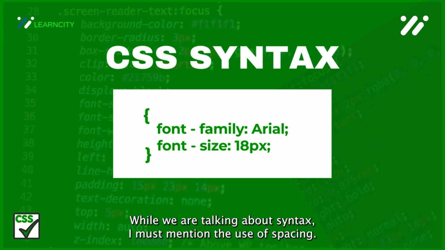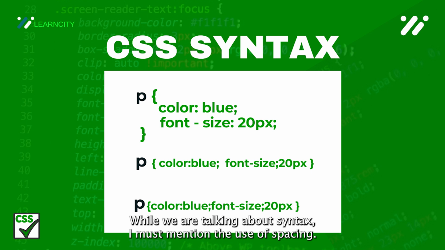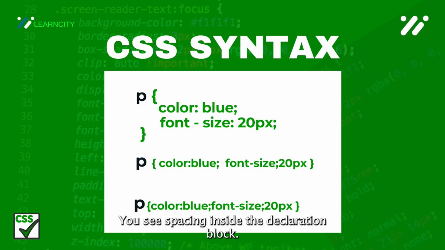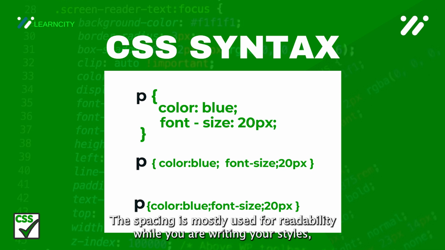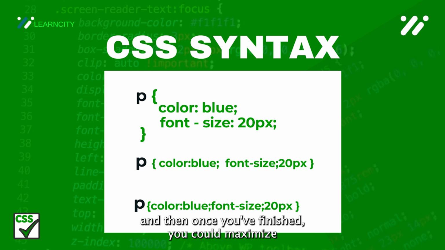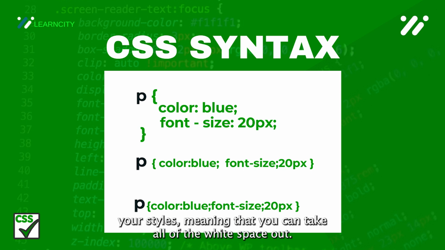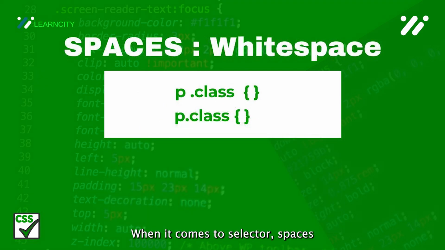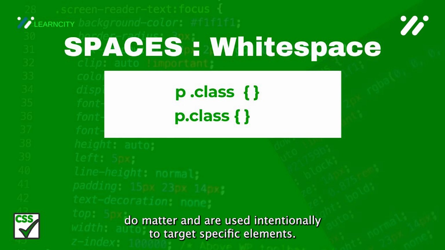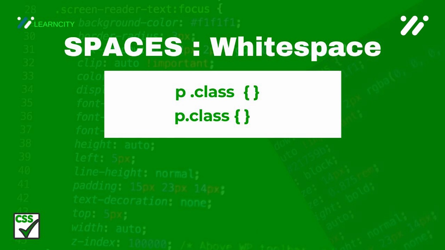While we are talking about syntax, I must mention the use of spacing. You see, spacing inside the declaration block doesn't matter. From the example I'm showing you here, we get the same result with each of these options. The spacing is mostly used for readability while you are writing your styles. And then once you've finished, you could maximize your styles, meaning that you can take all of the white space out. Now, don't get it wrong. When it comes to selectors, spaces do matter and are used intentionally to target specific elements.